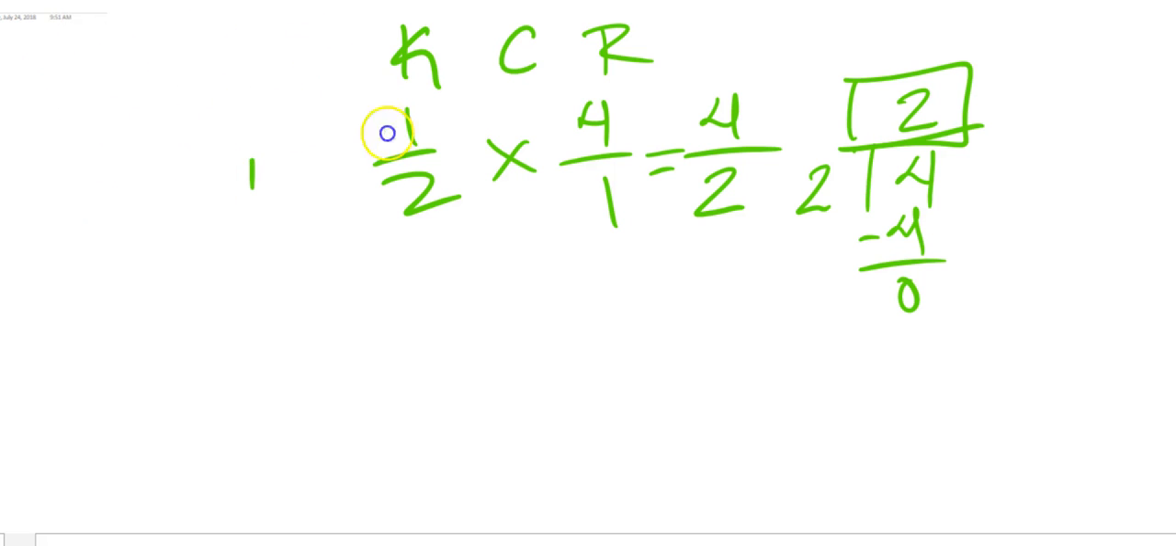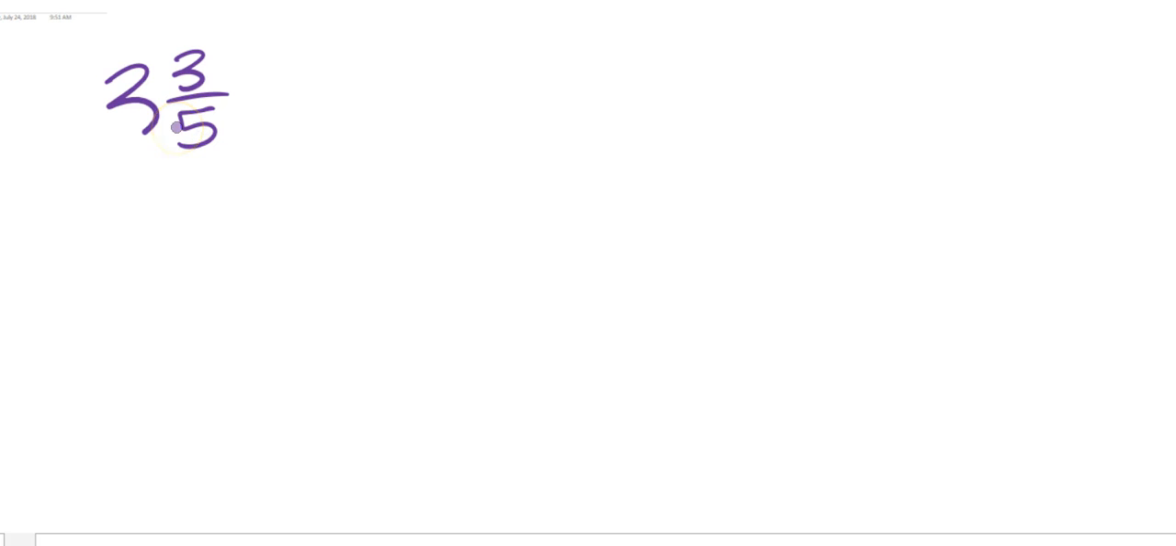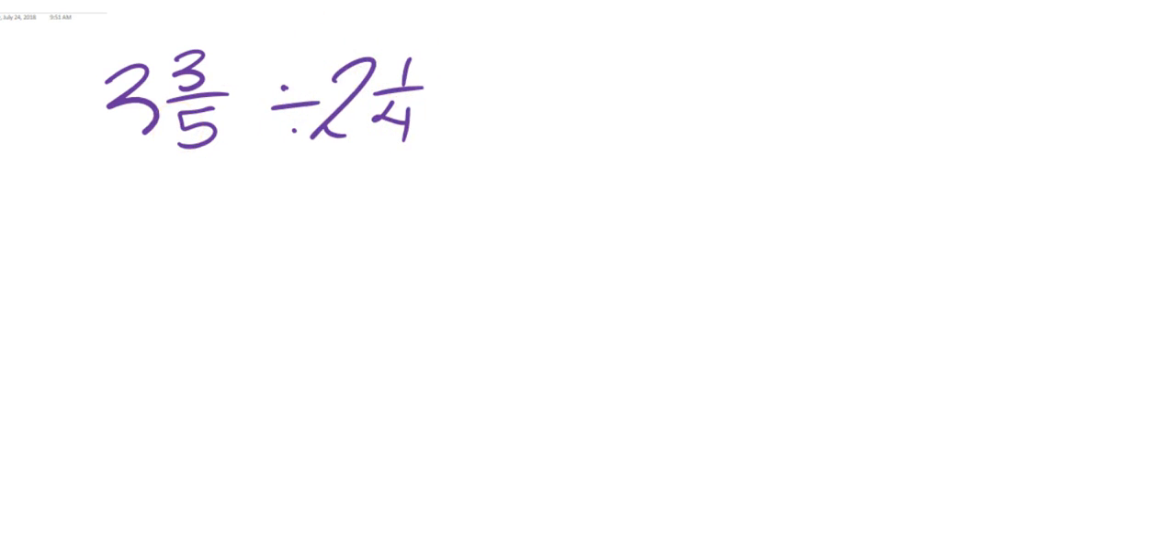Now let's talk about how to divide mixed numbers. Same steps as dividing fractions. The only difference is we have to add one extra step. Okay? So we're going to have 3 3/5 divided by 2 1/4.